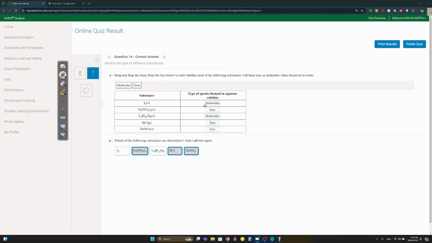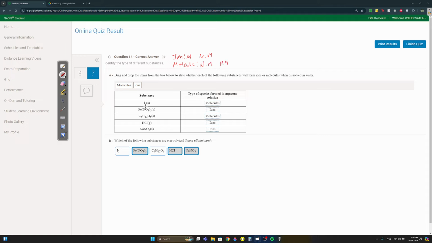By the way, you guys know if something's an ion or a molecule: an ion is metal and non-metal, a molecule is non-metal.